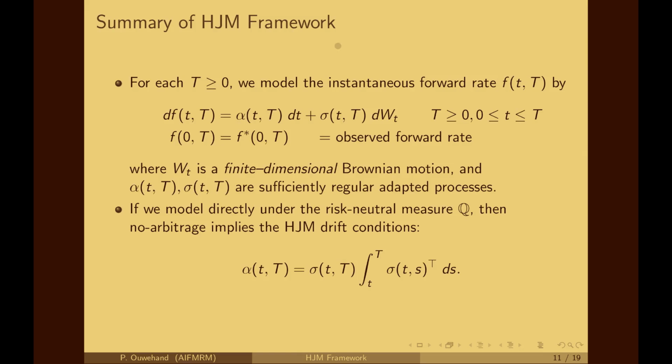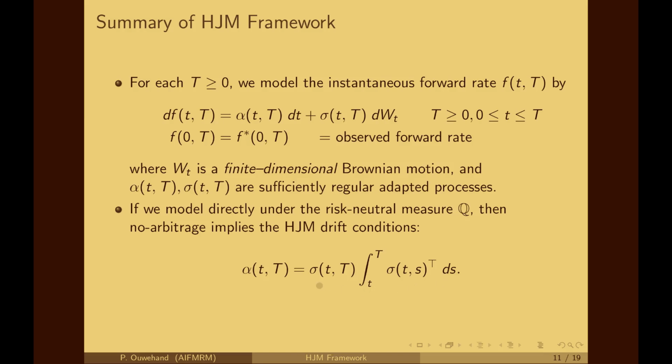We modeled the instantaneous forward rate using infinitely many stochastic differential equations as shown here, where W is a finite dimensional Brownian motion and alpha and sigma are adapted processes which are sufficiently regular to allow us to do the kind of operations that we perform on them. And we saw that if we model directly under the risk-neutral measure, then no arbitrage implies the following HJM drift conditions. In other words, the drift of the instantaneous forward rate is completely specified by the volatility structure that we impose on it.